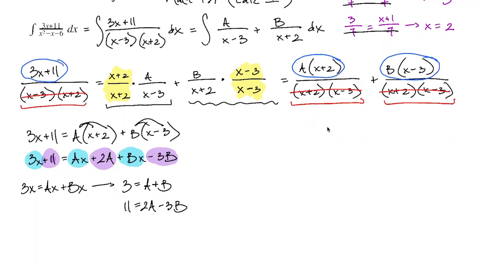Elimination or substitution. Cool. All right, if we're going to use elimination, let's go ahead and multiply the top one by 3. Yeah, then I can get rid of the b. So 9 equals 3a plus 3b. 11 equals 2a minus 3b.